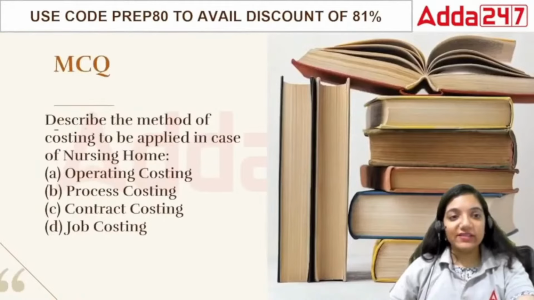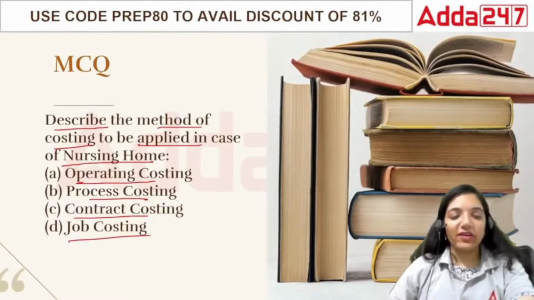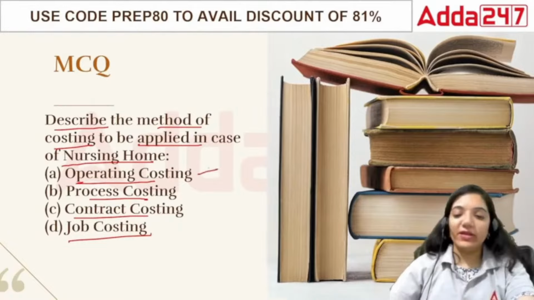Now here comes the next question. It says, describe the method of the costing to the nursing home: operating costing, process costing, contract costing or job costing. So there are 4 different kinds of costing: operating, process, contract or job. Nursing home is basically a place where you are not selling anything. You don't sell health, right? So in this case, the correct answer would be service costing or operating costing.